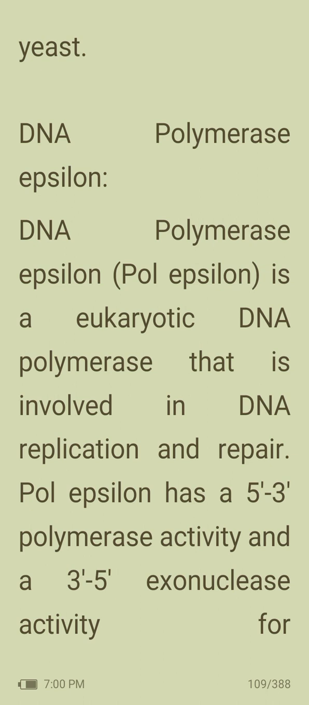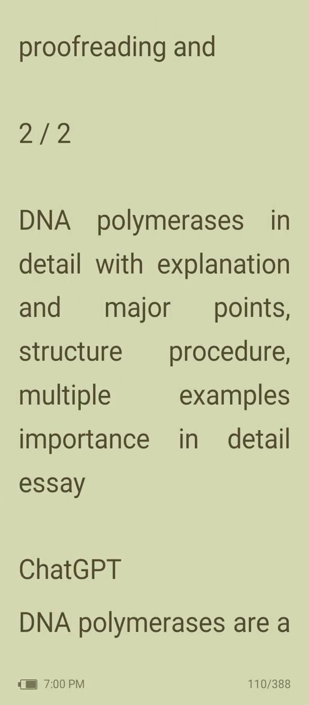Then DNA polymerase epsilon. DNA polymerase epsilon is a eukaryotic DNA polymerase that is involved in DNA replication and repair. Pol epsilon has a 5' to 3' polymerase activity and a 3' to 5' exonuclease activity for proofreading.